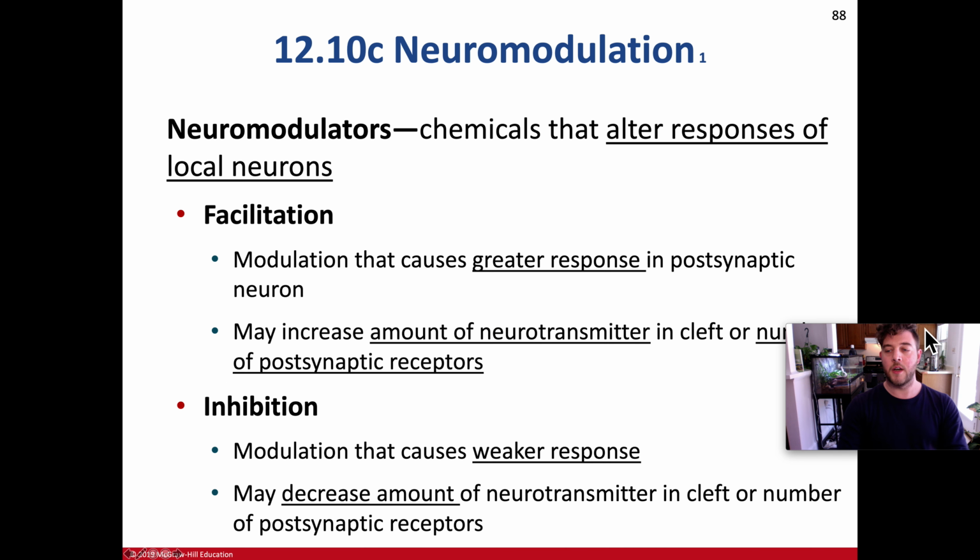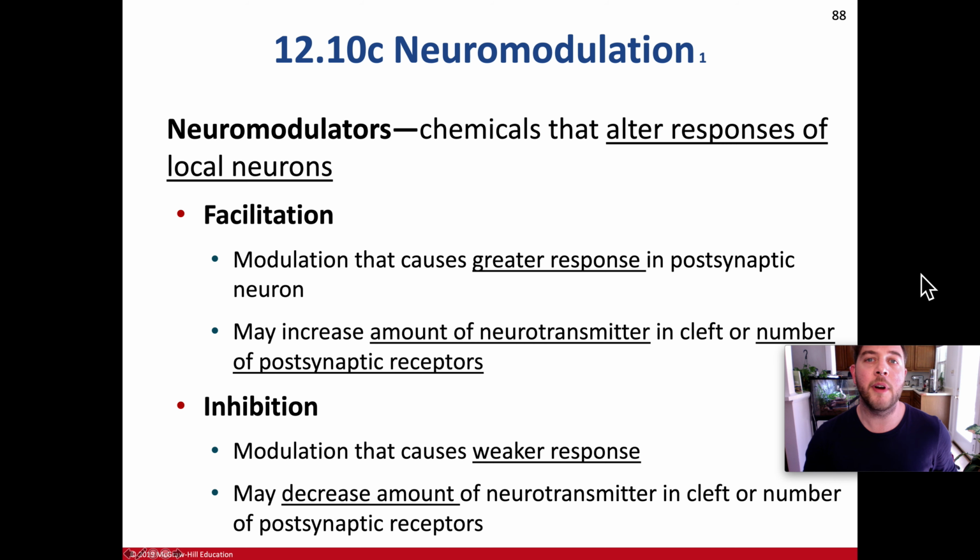Okay, neuromodulators. Neuromodulators are chemicals that alter responses of local neurons. They can either facilitate or inhibit local neurons. Facilitation essentially means that modulation causes a greater response in postsynaptic neurons and may increase the amount of neurotransmitter in the cleft or the number of postsynaptic receptors. So facilitation is just saying that it's facilitating whatever the signal is going to be, to make it easier for that signal to be propagated along.